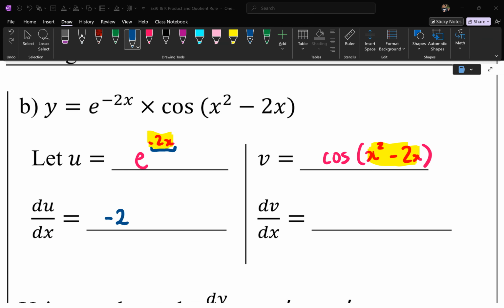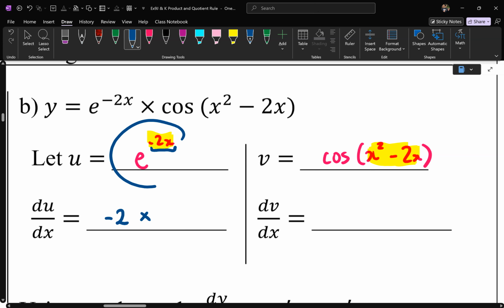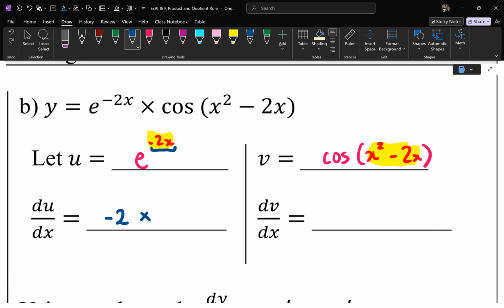Chain rule: the derivative of negative 2x is negative 2 times the derivative of the entire function. You've got to pretend it's as if it's e to the u. So you would actually get e to the negative 2x there. Hands up if you got the derivative, du dx, or u dash, is negative 2 e to the negative 2x. Good. All right. Let's do the second one.